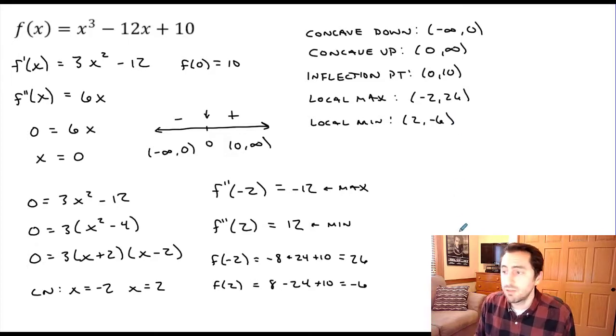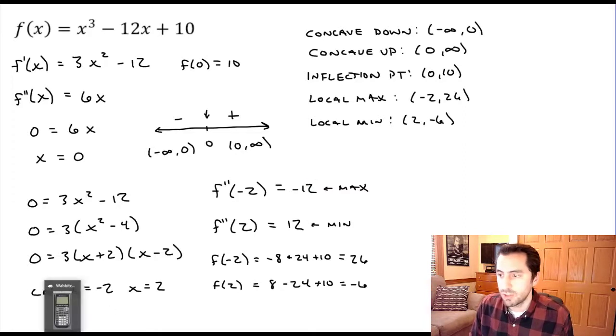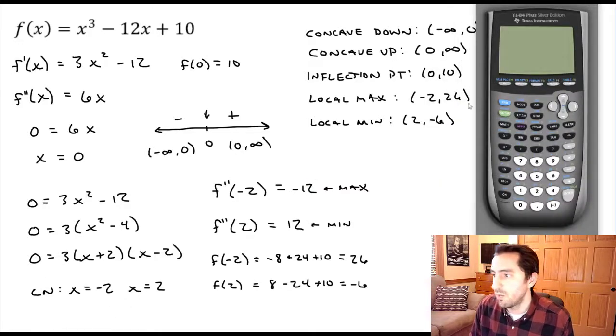So using the second derivative, we were able to get a lot of information. We were able to determine where it's concave down, where it's concave up, and where we have inflection points. And we can also use the second derivative test to determine where our local maximums or local minimums are. And to finish up, why don't we take a look at the graph of this function just to verify what we found. To type this in, go to y equals, and then we have x cubed minus 12x plus 10.